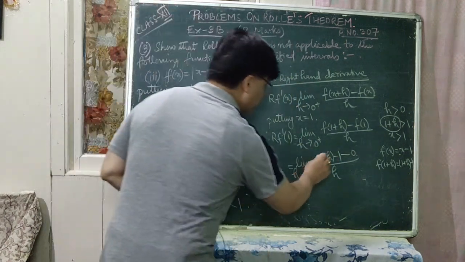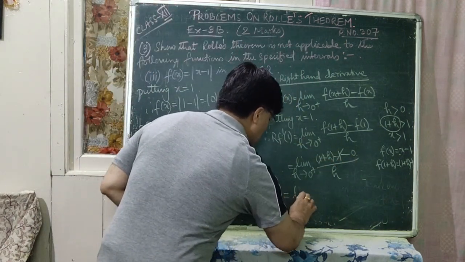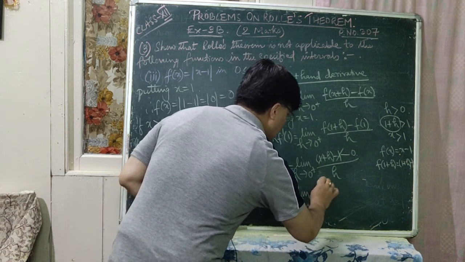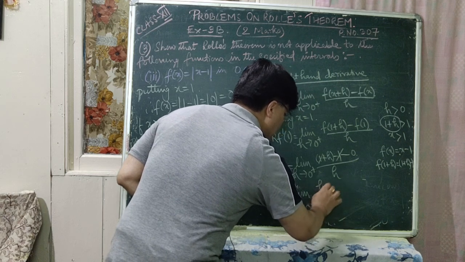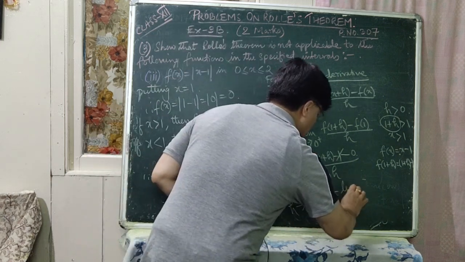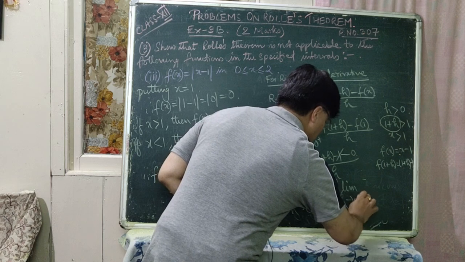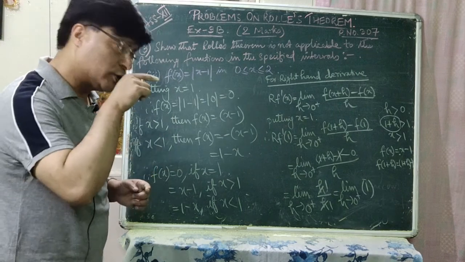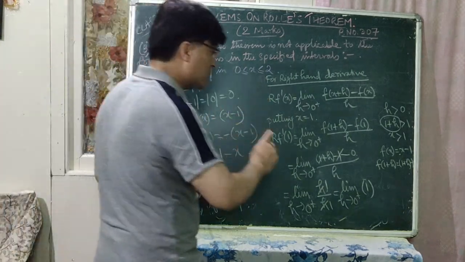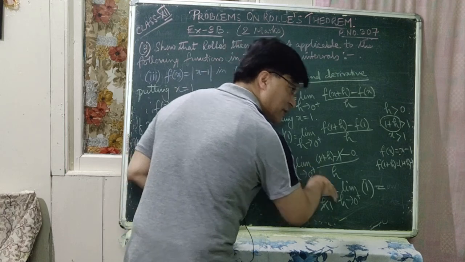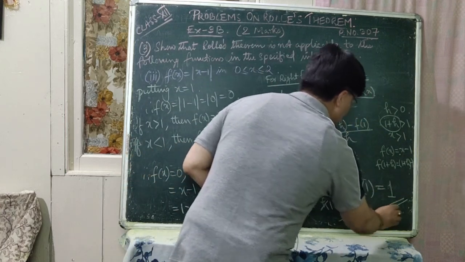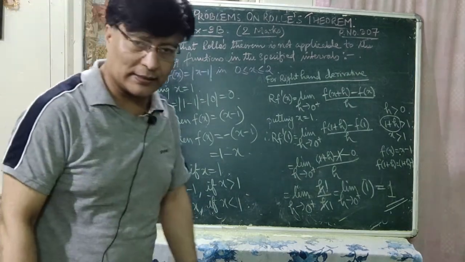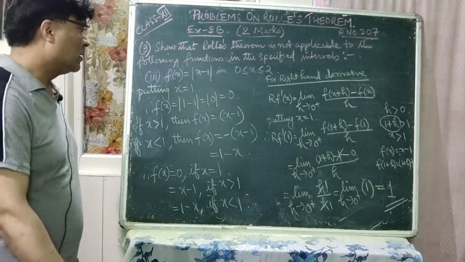Now let us simplify it. Your 1 gets cancelled, and it is equal to limit h tends to 0 plus, this is only h divided by h, the h's get cancelled, which is equal to limit h tends to 0 plus, this is only 1. Since 1 is free from h, this one is constant. What is the value of this limit? That is always 1. So it is positive 1. So right hand derivative is equal to positive 1. Is that clear now? So you can copy it.